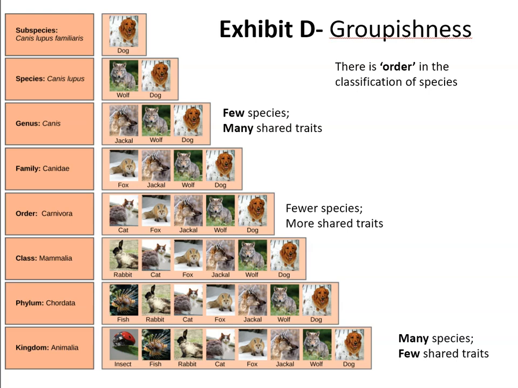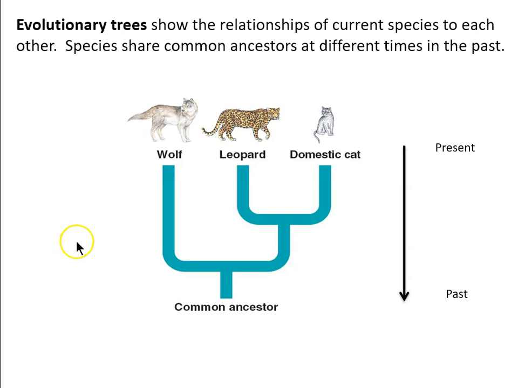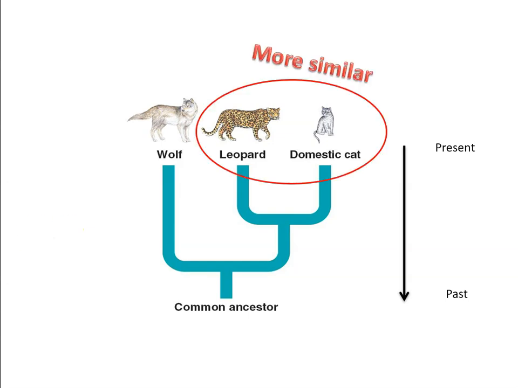And here's what he's going to do. He's going to say that the ability to classify is a result of an evolutionary history. And again, we can capture that with evolutionary trees. The trees show the relationships of current species to each other, and species share common ancestors at different times in the past. In this example, we'll be looking at the relationship between the wolves and the leopards and the domestic cats. And here you see the evolutionary tree.